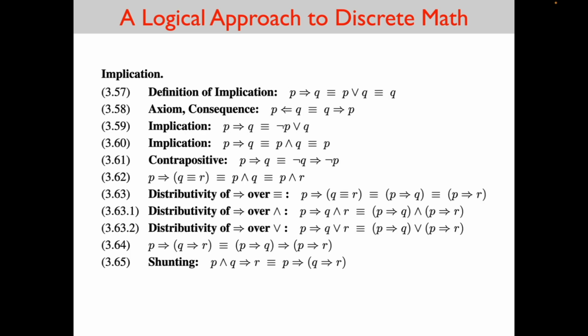Okay, here is 3.57. It's an axiom, a definition. It is the definition of implication. P implies Q equivals P or Q equivals Q. So now let's remember this before we go back to our previous slide. So it's the antecedent or the consequent equivals the what? The consequent. All right, so it's the antecedent or the consequent equivals the consequent. Okay, let's go back.